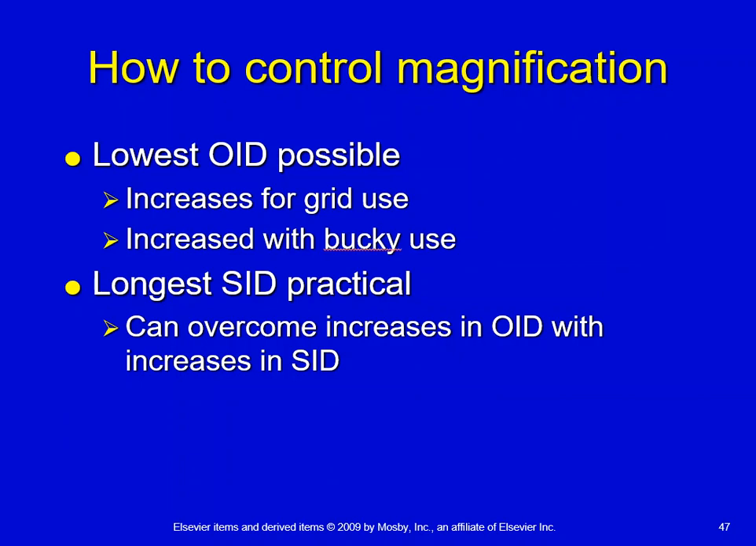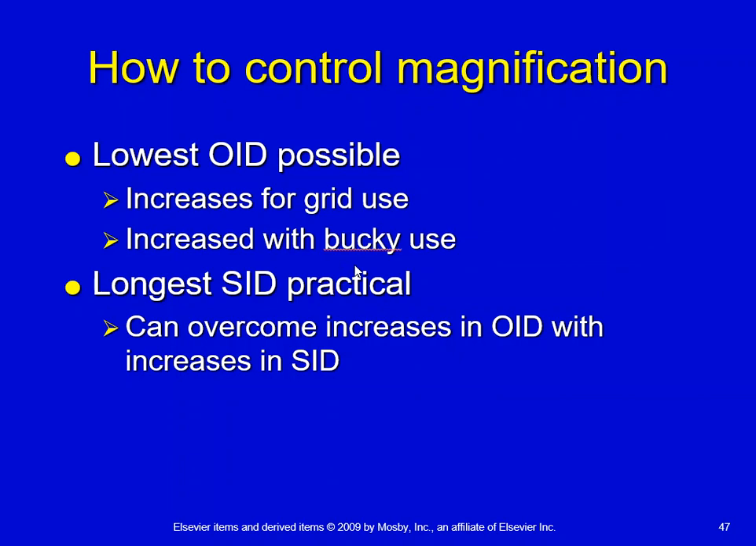But anything that we put in between the actual image receptor and the patient increases OID. So whenever you're using a grid or you've got the image receptor inside the bucky, you're naturally going to have an increase in OID. So every KUB you shoot, as long as you're using a grid, further increases OID.